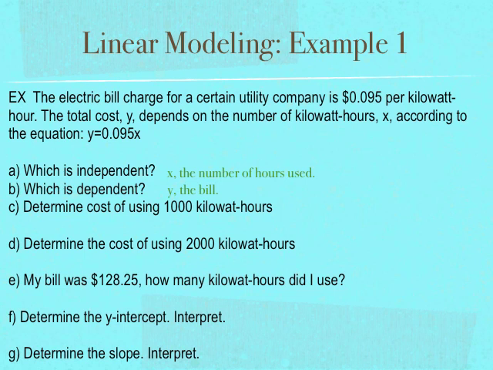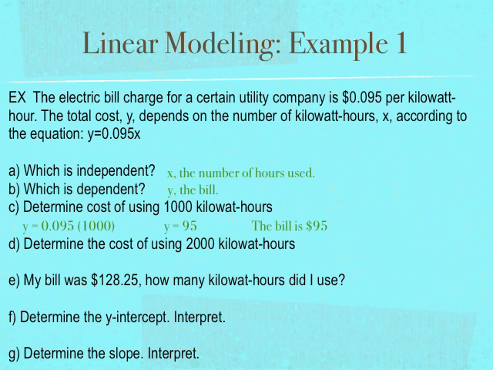It's pretty easy. So determine the cost of using 1,000 kilowatt hours. Well, do I want to take 1,000 and put it in for X or Y? Well, since X is the number of kilowatt hours I use, I want to put it in for X. So I say Y equals 0.095 times 1,000. I put it in for X, which is 95. Now, the only way you might miss a couple points here is if you forgot to put the units. So I'd say my bill is $95. Make sure your units are on there.